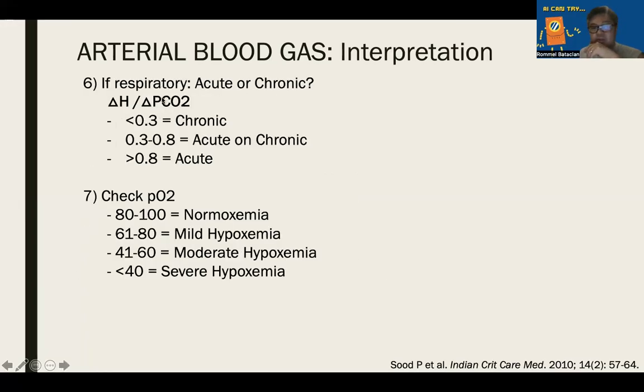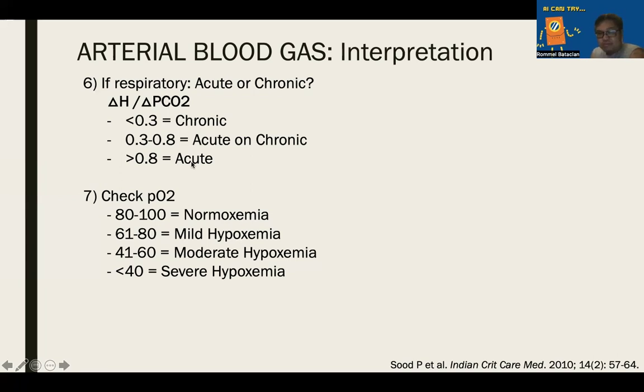And now, depending on the primary abnormality, if it is respiratory or metabolic, you have to determine if it is acute or chronic. That would depend on the history and physical examination, on what you think is the cause of the respiratory acid-base abnormality, because you have to check the change in bicarb divided by the change in the partial pressure of carbon dioxide. So you get these values. If it is less than 0.3, it's chronic. 0.3 to 0.8 is acute on chronic, and if it is more than 0.8, it's acute.